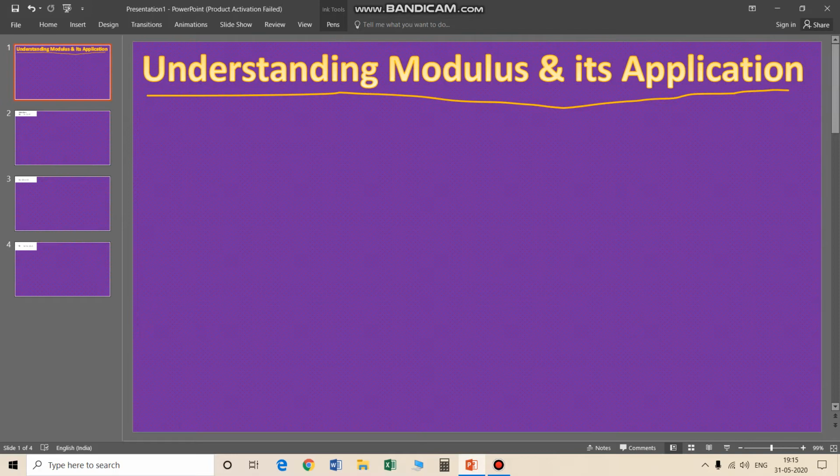Today, what's the modulus function? First, it's a function. Modulus means a function here, which means it can be written in the form of f of x, right? Let's write the function. What is it actually? This type of function is written like this.